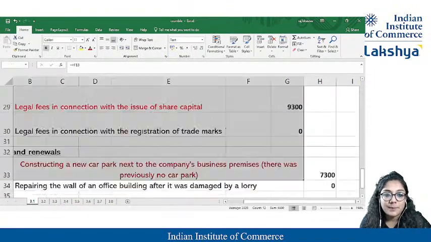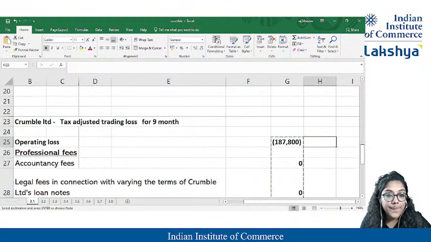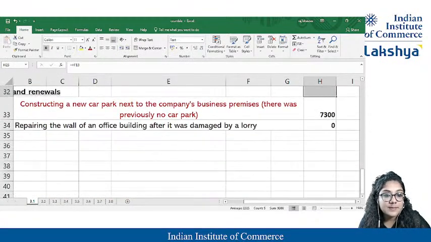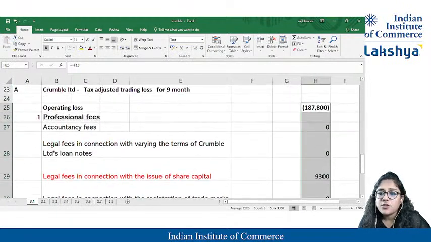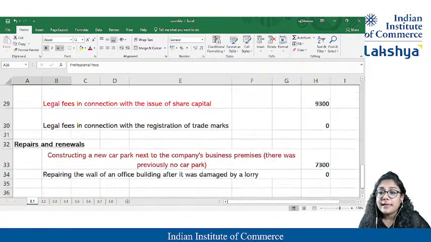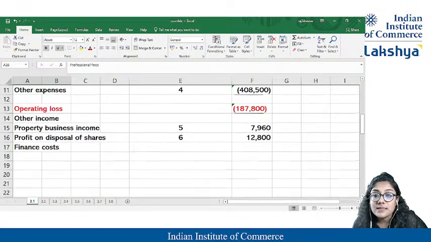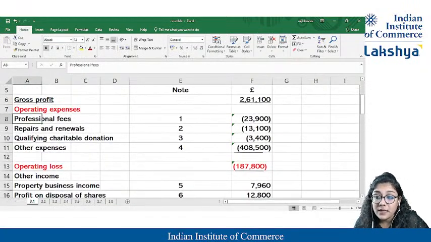I hope the things are pretty clear. Yeah. So yeah, this is my total amount. I'll just make it short. Yeah. So professional fees is done, students. Yeah, professional fees is done. Later on, the second point, repairs and renewals are also done. Ma'am, now what is this? What is the further question they have given? Yeah, student, this is it.